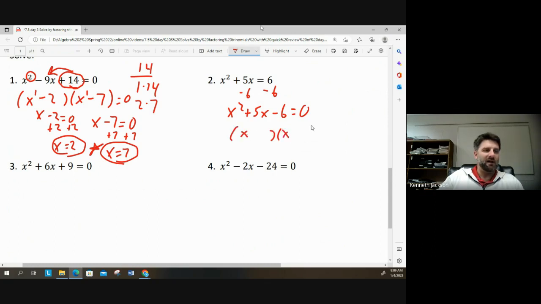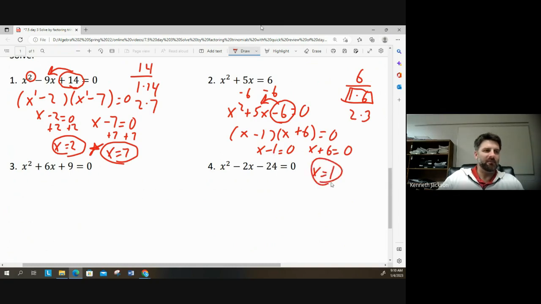Once they are, I can make my two parentheses, and I'm looking for numbers that multiply to 6. And it's very important, they multiply to 6 and subtract to 5. Well, that'd be 1 and 6. So minus 1 and plus 6. Once I have it factored, I can set up two equations, both of them equal to 0, and solve them both. To get rid of a -1, I could add 1. And to get rid of a +6, I can subtract 6. Sorry, kind of running out of room there.